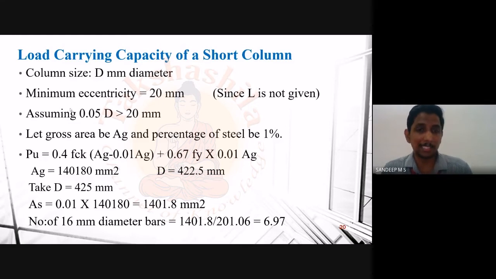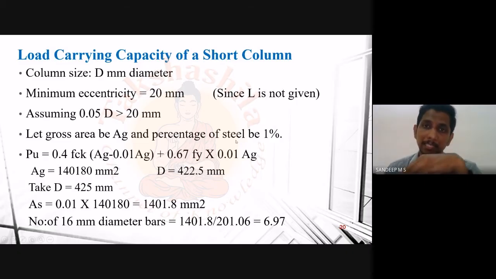For a column to be axially loaded, what is the condition? This condition should be satisfied: 0.05 D should be greater than the minimum eccentricity. We can provide only a 5% allowance, as I have shown through a picture, so 0.05 D should be greater than 20 mm. If that condition is satisfied, it can be taken as an axially loaded column. So we are directly assuming that it is an axially loaded column, so that we can use this equation for our calculation. That is our target.